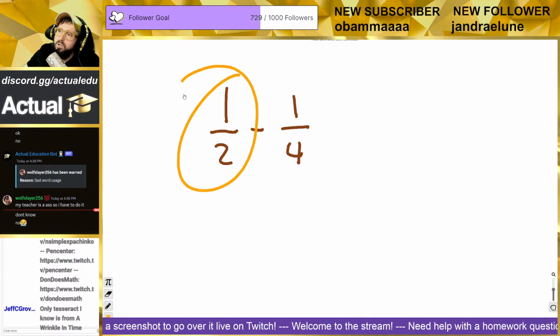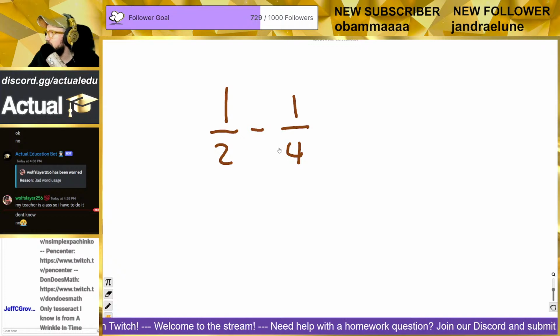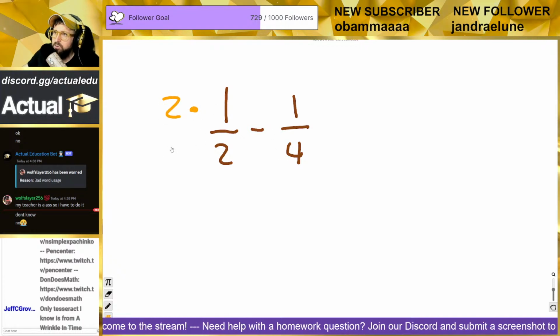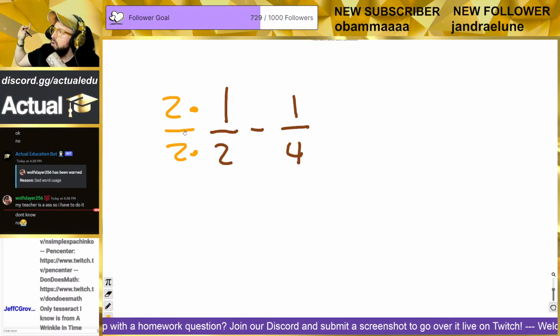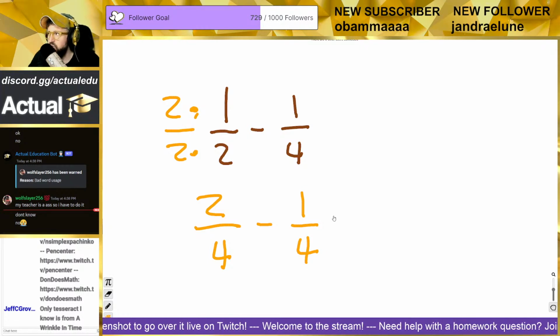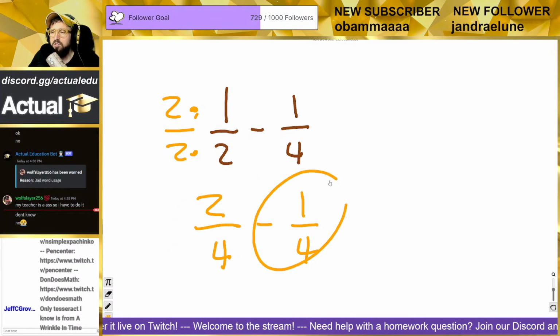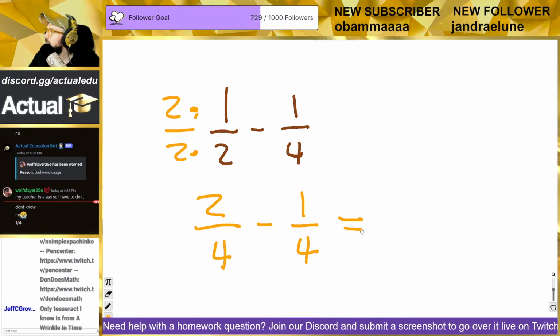What you want to do is you want these things to have the same denominator. So I'm going to see how can I make this thing look like this. The way to do that is to multiply the top and the bottom both by 2. And this is the rule: whatever you multiply the bottom by, you have to multiply the top by as well. So this would become 2 over 2 times 2, which is 4, minus 1 over 4. Now this should make more sense, right? 2/4 minus 1/4 is how many fourths? One-fourth. Yes, good job.